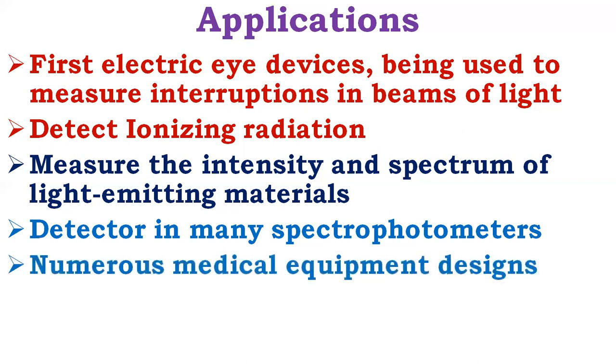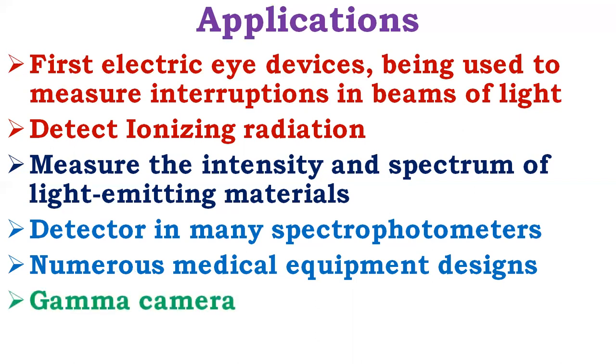Photomultipliers are used in numerous medical equipment designs. For example, blood analysis devices used by clinical medical laboratories, such as flow cytometers, utilize photomultipliers to determine the relative concentration of various components in blood samples in combination with optical filters and incandescent lamps.